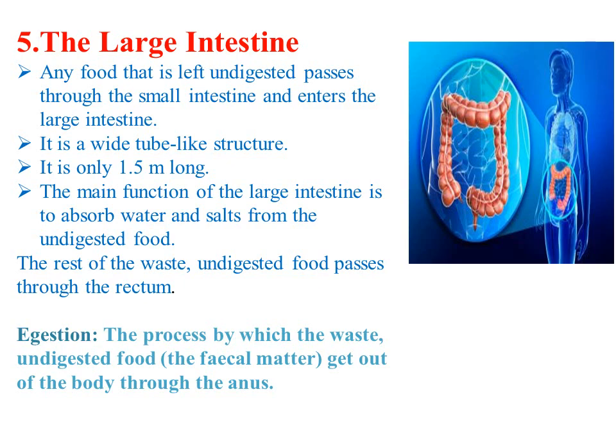And the remaining waste matter is passed out through the rectum. From time to time, fecal matter is removed through the anus. That is by egestion. So the process by which the waste and undigested food, or the fecal matter, gets out of the body through the anus is called egestion.